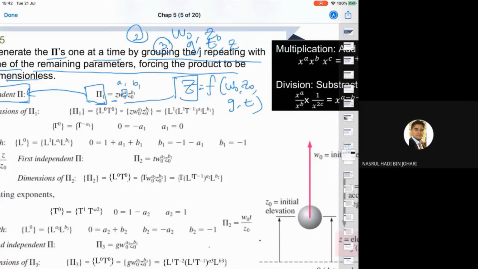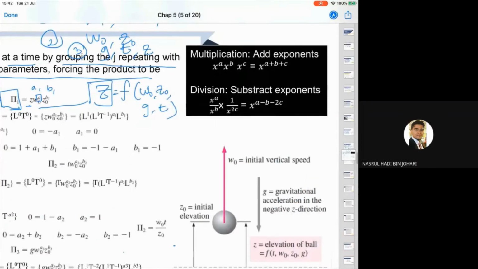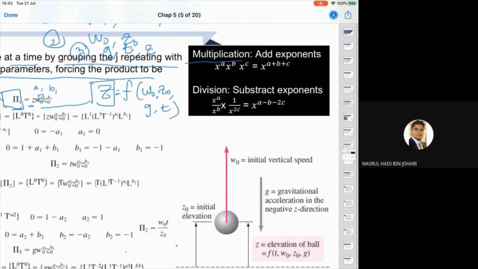What is the function of A1 and B1? Actually, what we want to do with A1 and B1, or maybe C or maybe D, is the multiplication of the exponents and the division of the exponent.